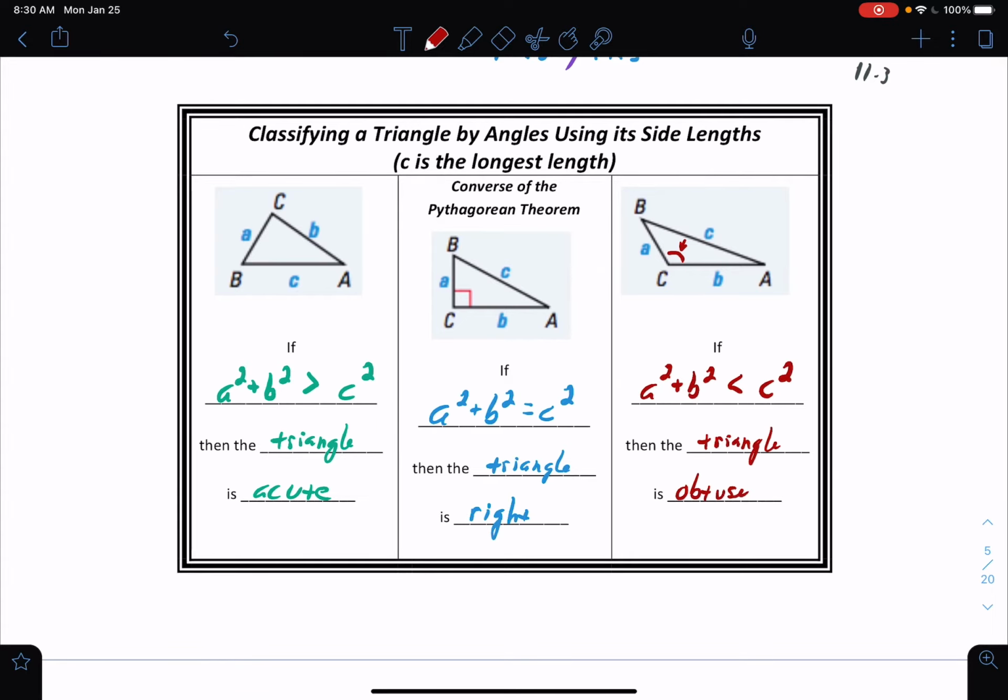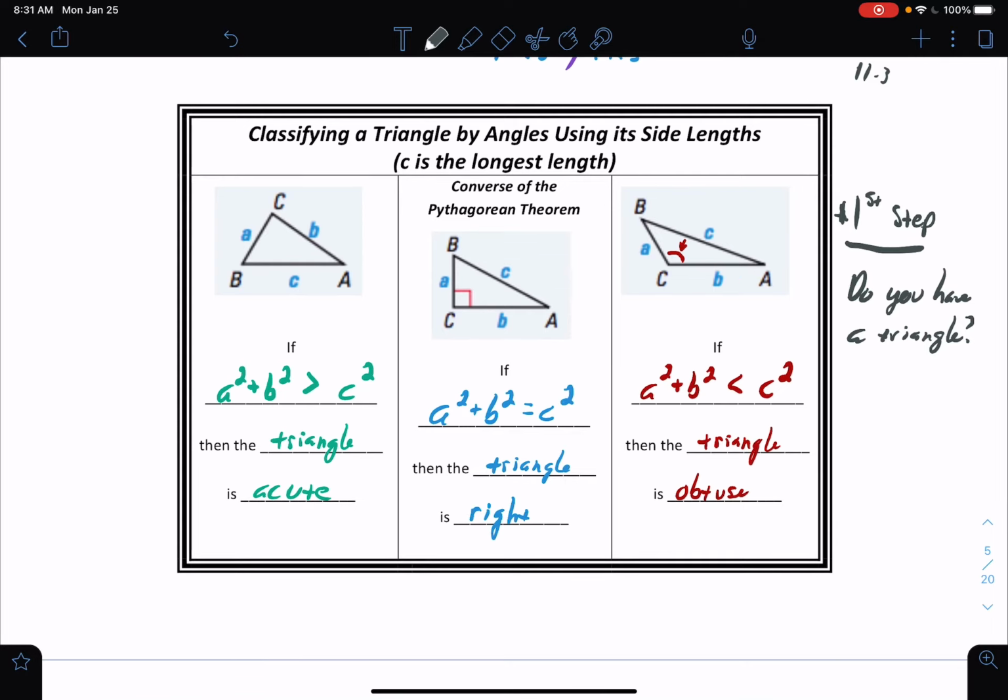The first step, which is why we started in the first video with the triangle inequality theorem: do you have a triangle? Do you even have a triangle? That's the first thing you have to do. Then, if you have a triangle, you can do a squared plus b squared and see what its relationship is to c squared.